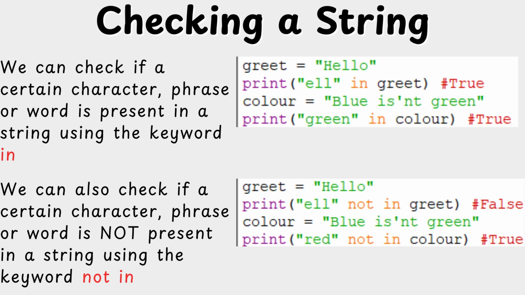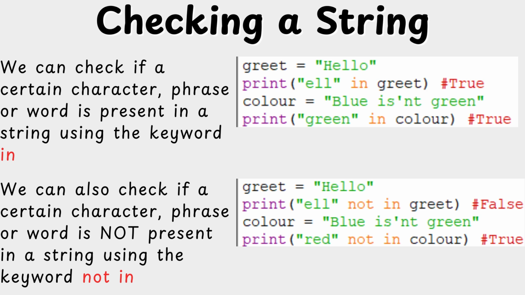Now let's say I have greet equals hello. I can print and check if "ell" is in greet, which is in hello. And that is going to give me a bool, so it's going to tell me whether it's either true or false. Now I can also have color, I can have "blue isn't green". And I can check if the word or phrase "green" is in color. And the fact is that it is in color, so that gives me true.